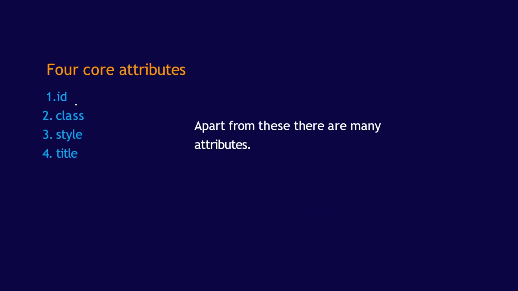There are four core attributes: ID, class, style, and title. ID, class, and style are all used in CSS, and title we can see in certain tags. Certain tags are going to use this title attribute. Apart from these attributes, there are many general attributes which are related to a particular tag itself. As and when we encounter them, we are just going to learn them over there with those tags.